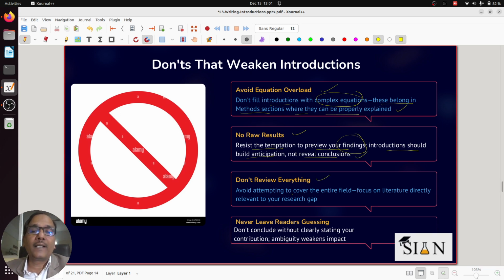And don't review everything. The review portion is very important because it gives the research gap which you want to show. And that gap is, as I mentioned, the heart of this literature. So do not review everything. Avoid attempting to cover the entire field. Focus on literature directly relevant to your research gap. Never leave readers guessing, so don't conclude without clearly stating your contribution. Ambiguity weakens the impact on the readers.